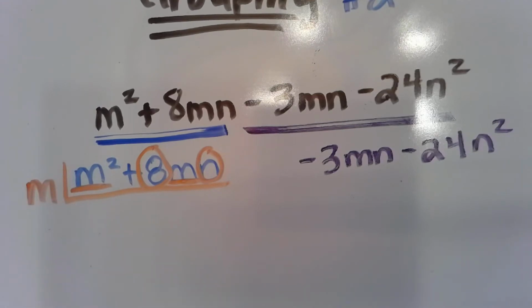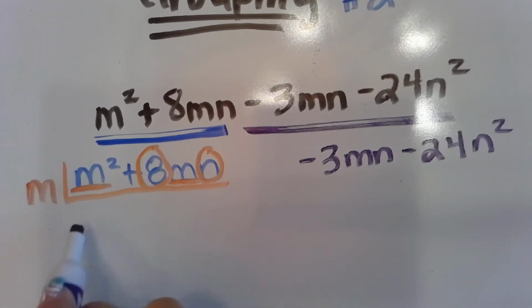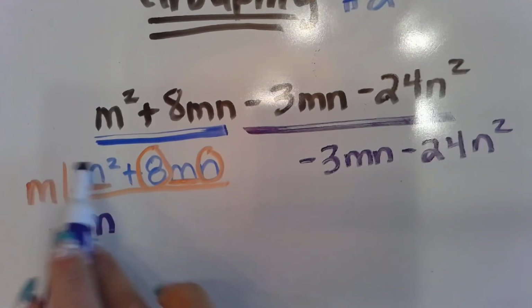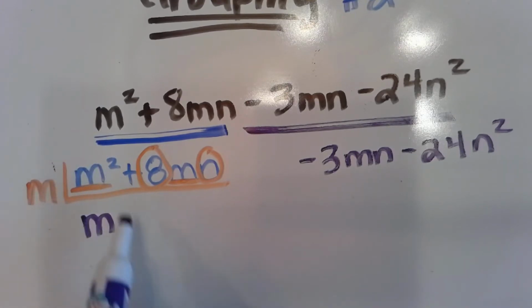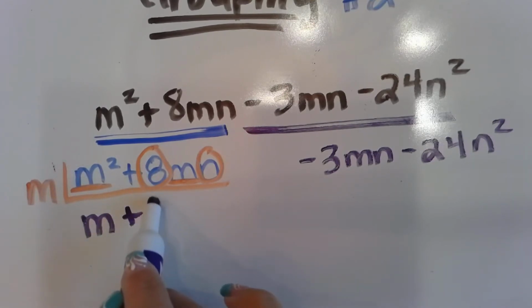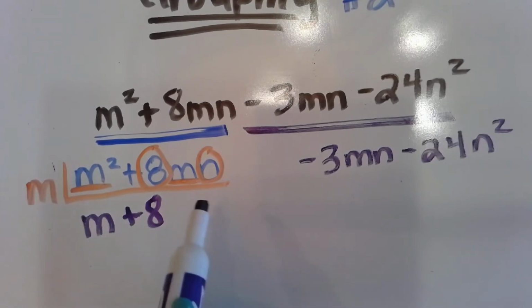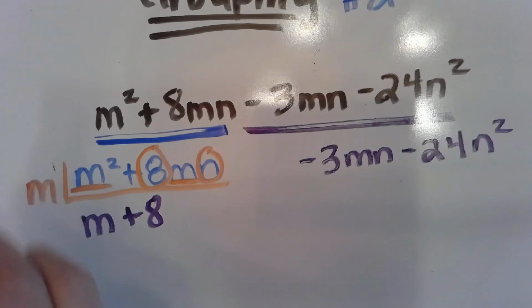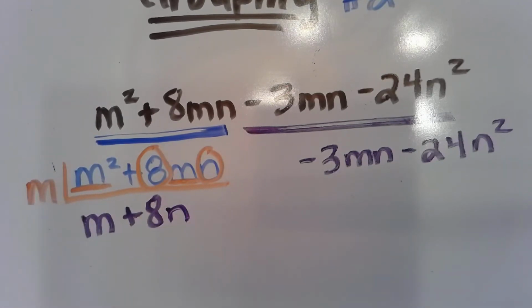So m squared divided by m is m, because 2 minus 1, looking at our exponents, would just be 1, so m to the first, plus, we didn't do anything to our 8, so we're going to leave our 8. M divided by m cancels out, so we don't write anything. We're already taking that m out, and we didn't do anything to our n, so we're going to leave our n. And that's all we can do with this. We can't break it down anymore.